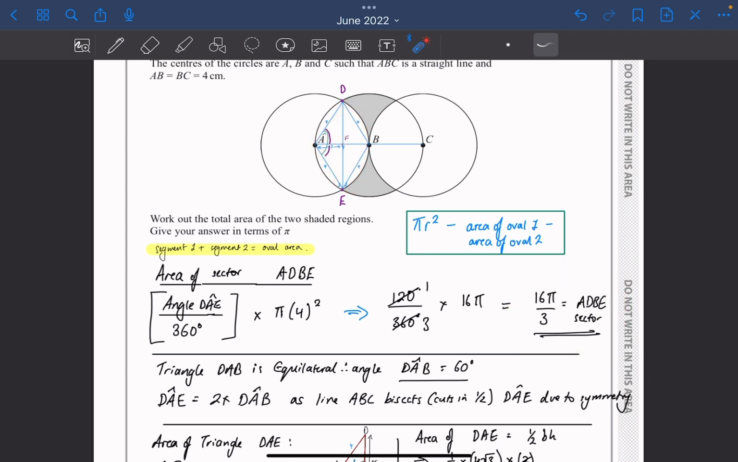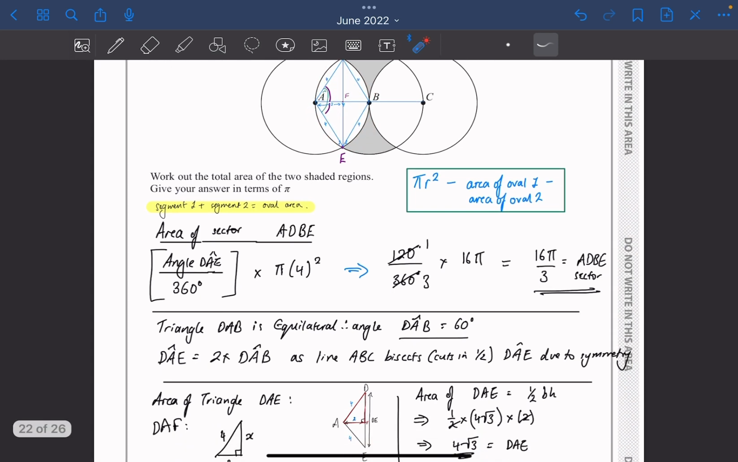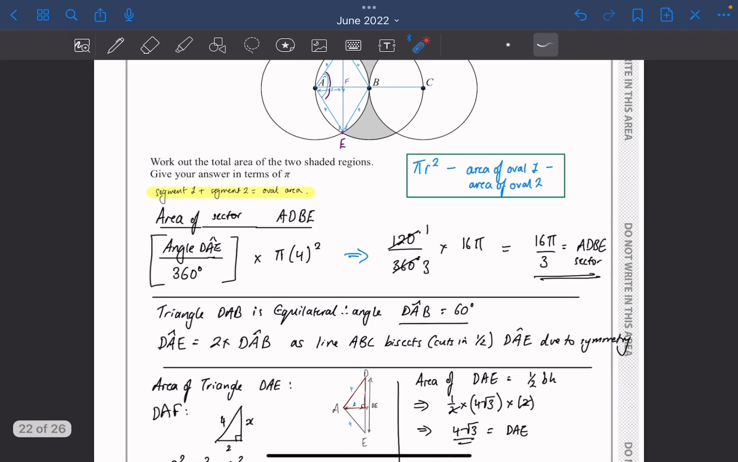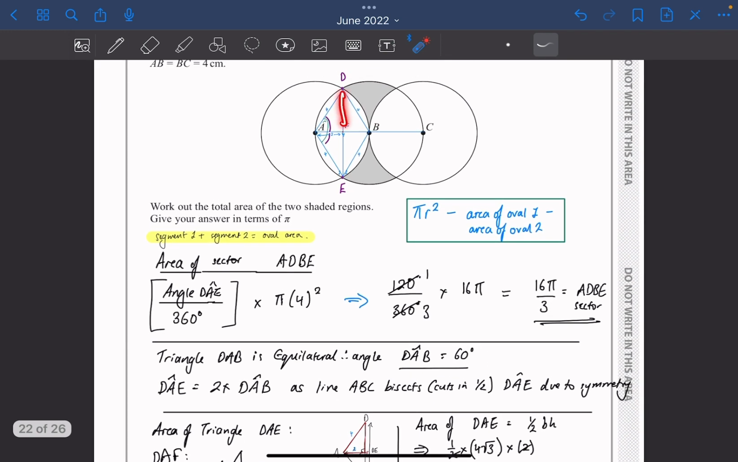How did we find that? We used the area of the sector equation. We identified that this angle is 120 degrees, using the fact that this angle is 60 from the fact that this is an equilateral triangle. All right, so we got the area of the sector. Now, to find the area of the segment, you take away the triangle. Now, the triangle area is equal to half base times height. We found out this height using Pythagoras.